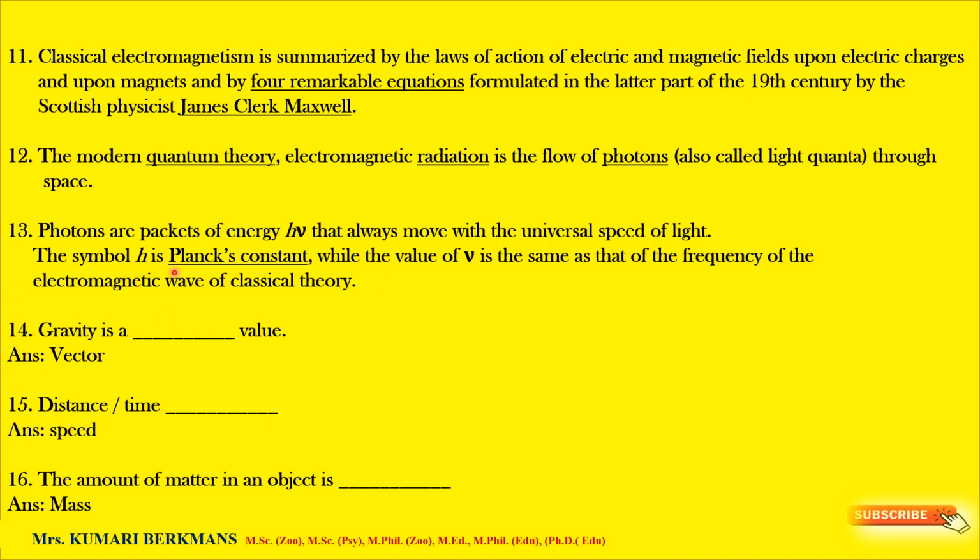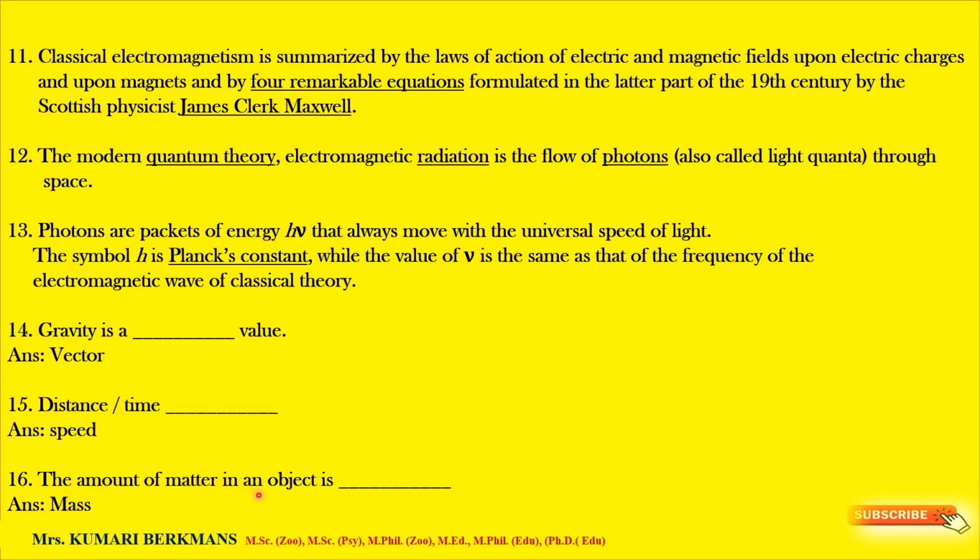The symbol h is Planck's constant, while the value of ν is the same as that of the frequency of the electromagnetic wave of classical theory. 14th one, gravity is a dash value. Gravity is a vector value. 15th one, distance by time. It is speed. Distance by time is speed.